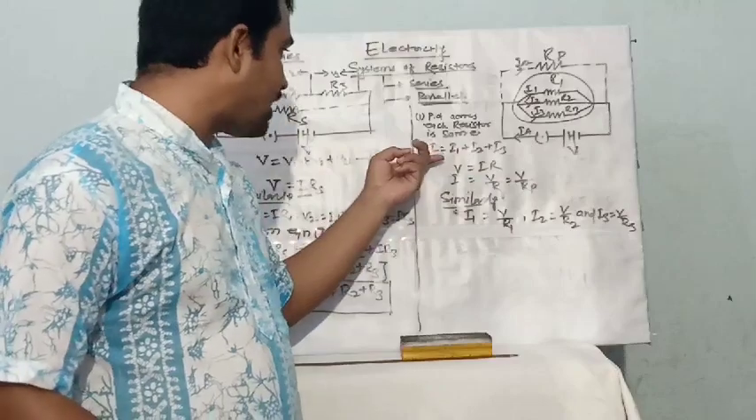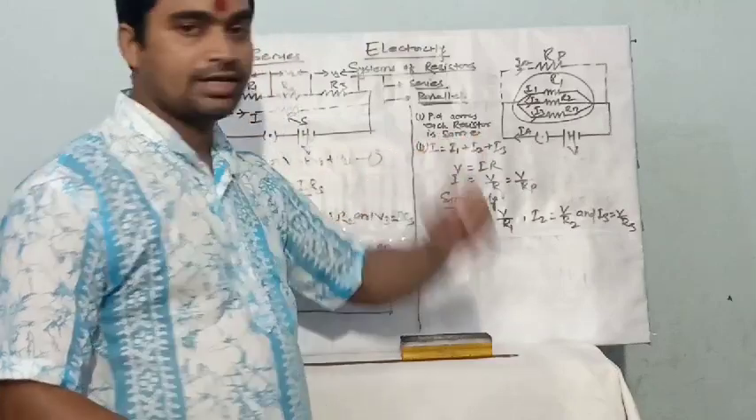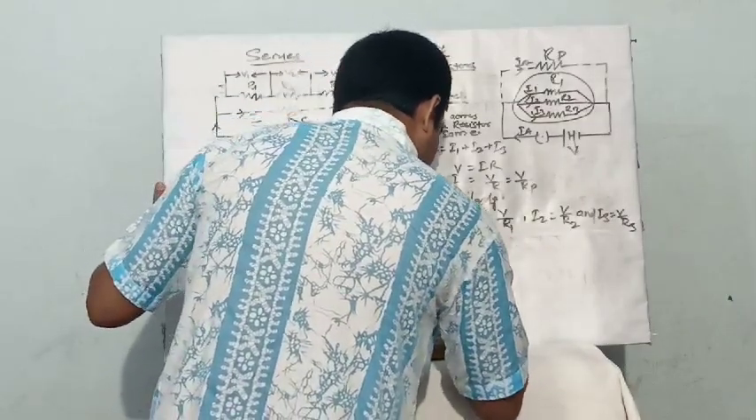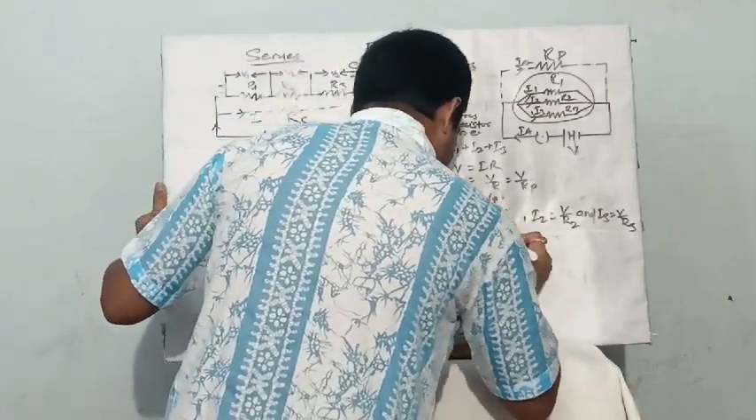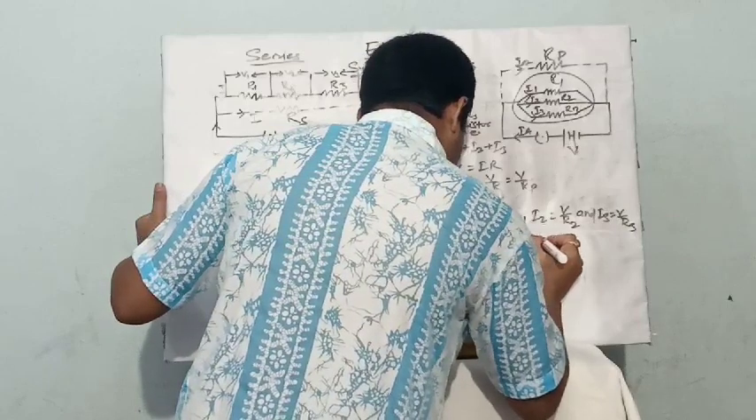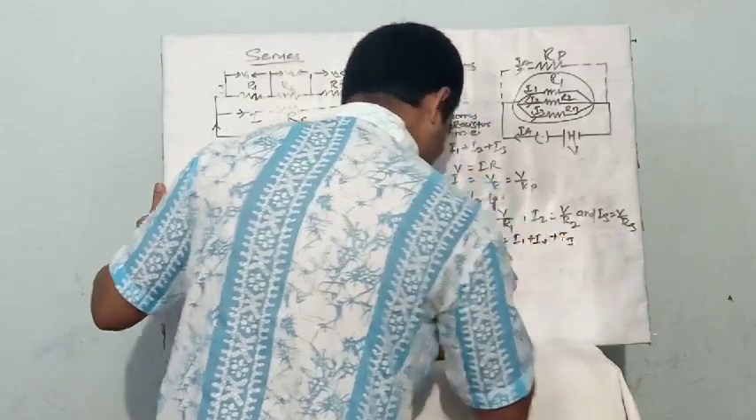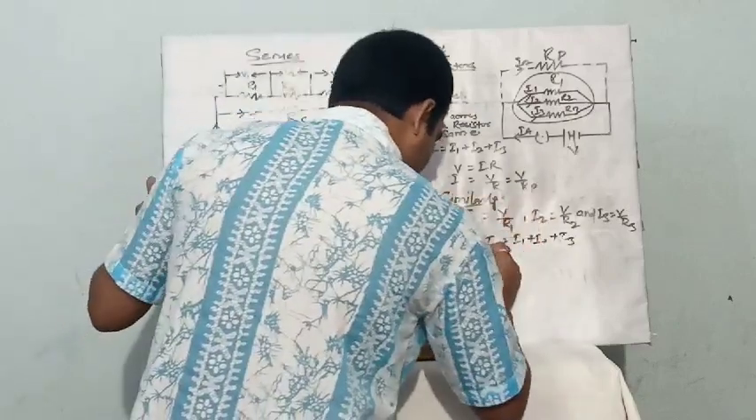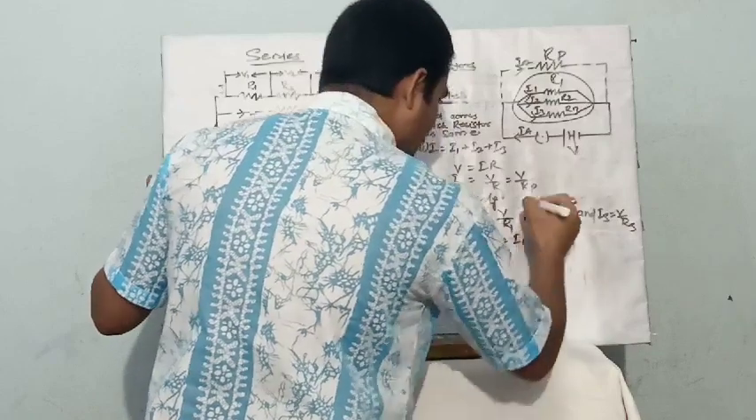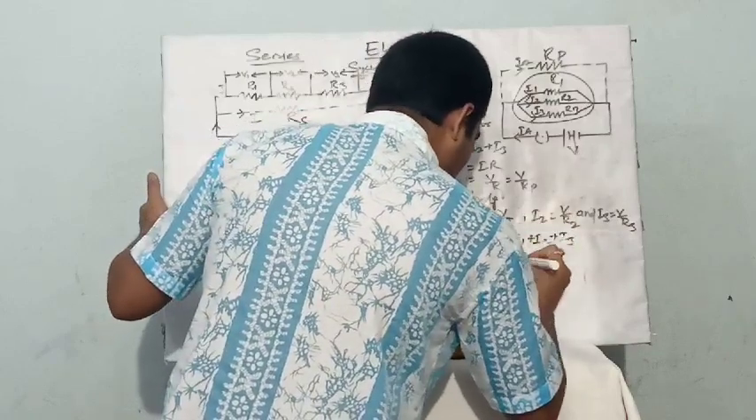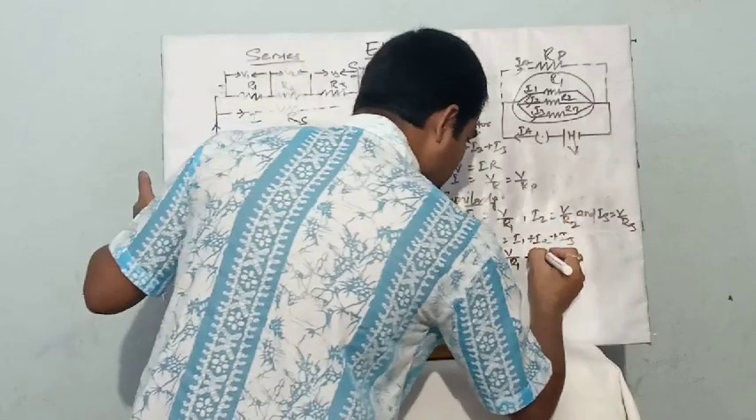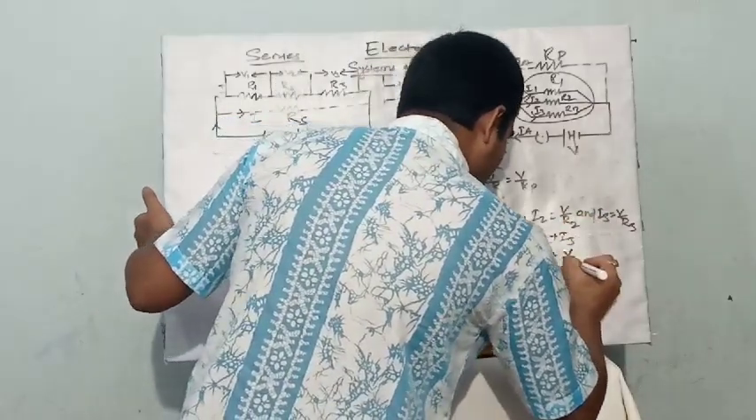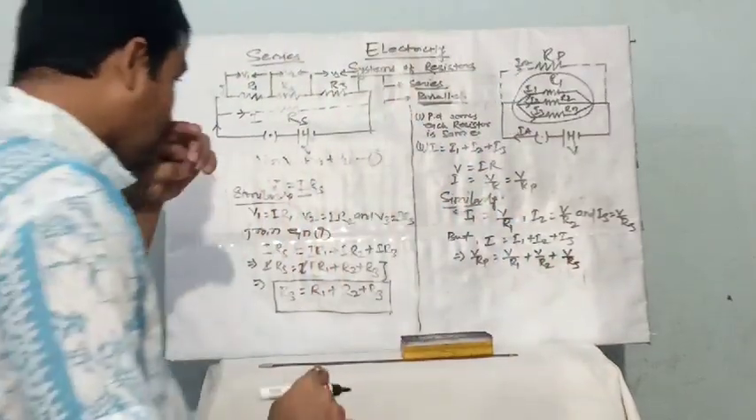But we know that I is equal to I1 plus I2 plus I3. We know that. So if we put the values here, I is equal to V by RP, I1 is equal to V by R1, I2 is equal to V by R2, and I3 is equal to V by R3. Is it clear?